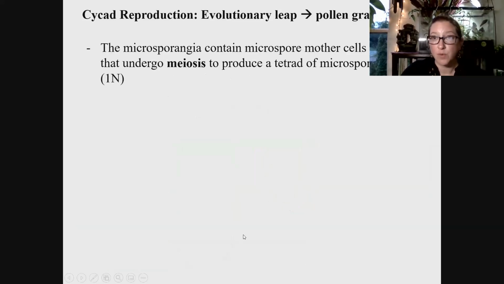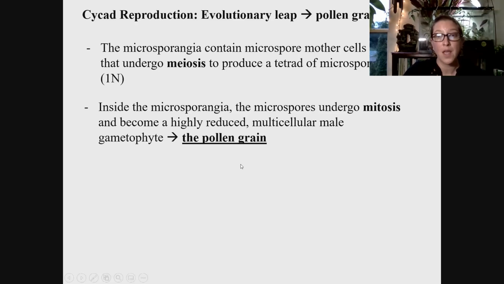And inside those microsporangia are those mother cells, right? Those 2N microspore mother cells. And you're in a sporangia, so in a sporangia is where meiosis occurs. In those microsporangia, meiosis will occur to produce microspores. The microspores made from meiosis inside that sporangia are going to grow a little bit via mitosis and produce this male gametophyte plant, which is really, really reduced now, and we call it the pollen grain. And I'll show you how that works on the slides coming up.